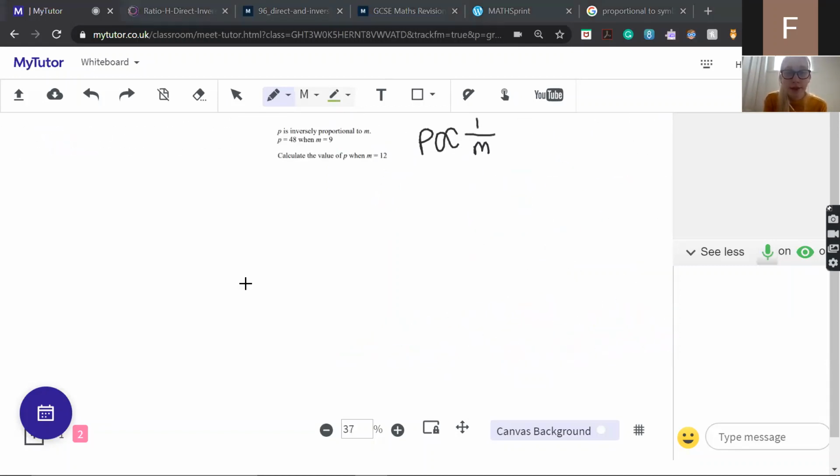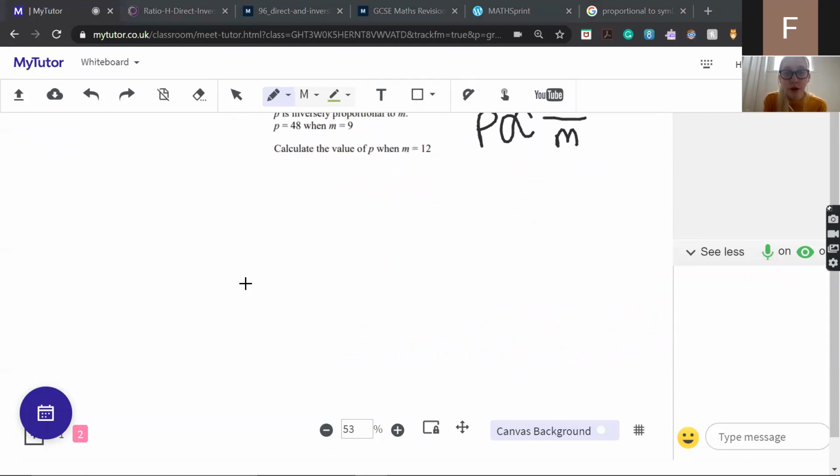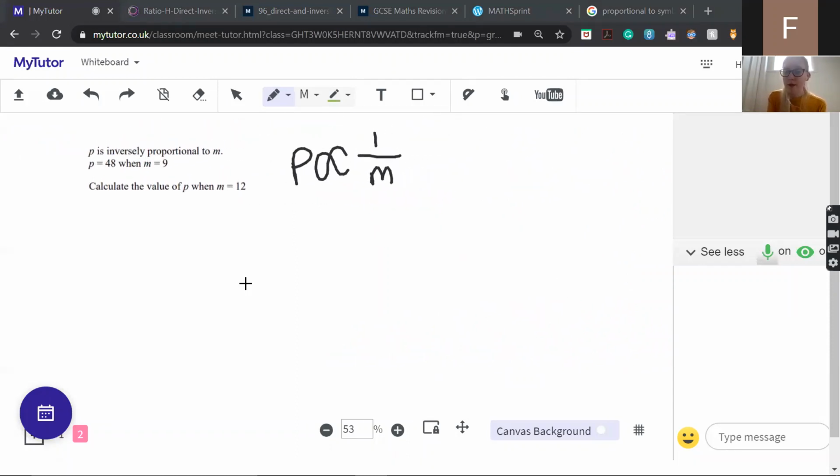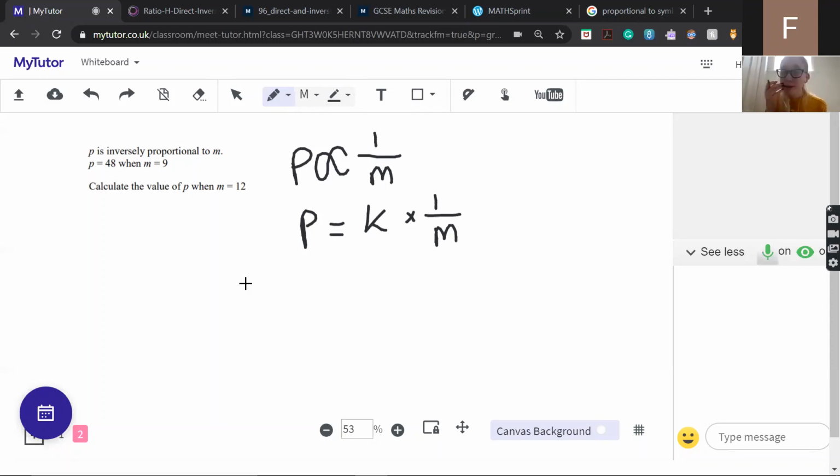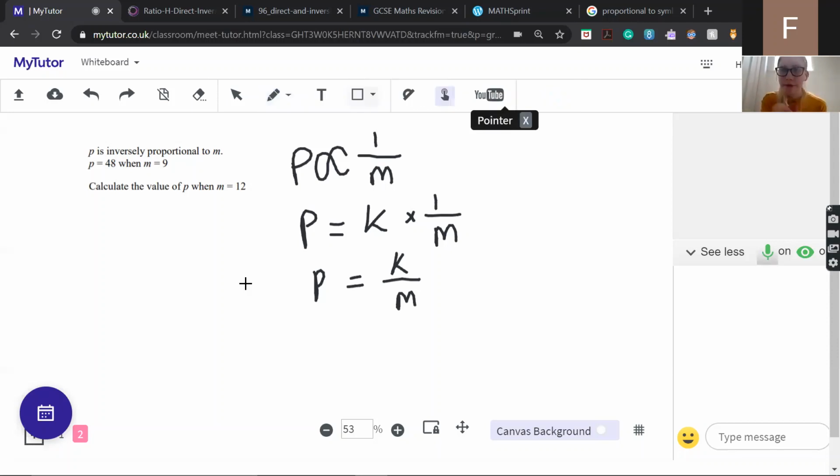So let's have a look at this question that we'll do in the same way. We'll replace our fish symbol with p equals k lots of 1 over m. Now you can keep it like that, but I prefer to write it like this: p equals k over m. Let me know if you want me to explain that. It's just because when we do fractions, we multiply just the top.